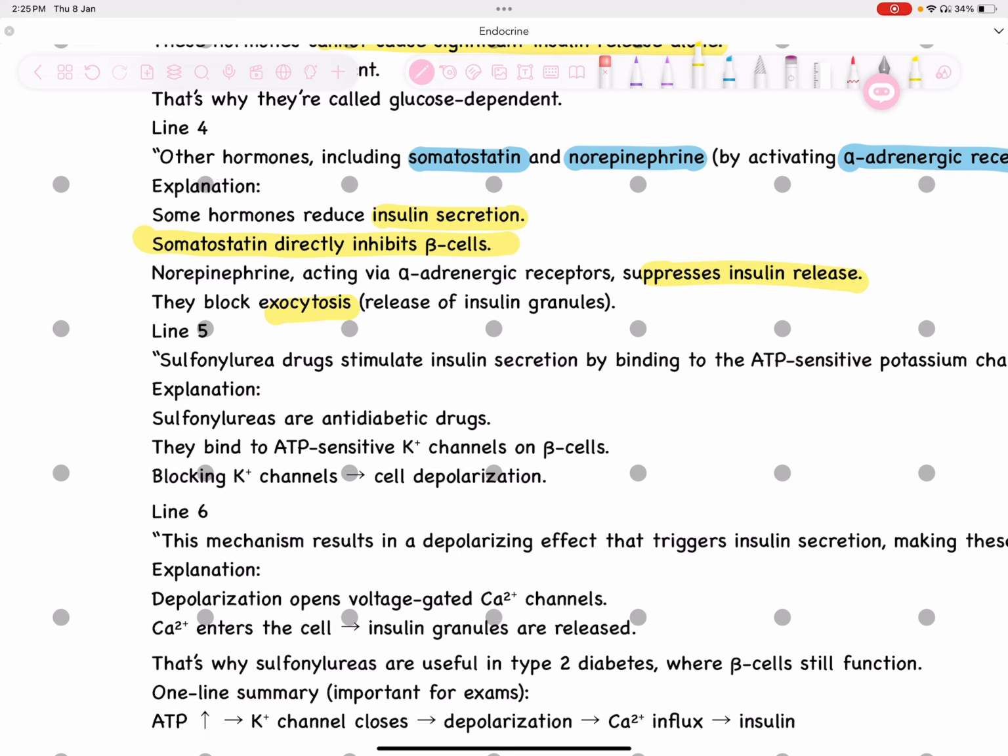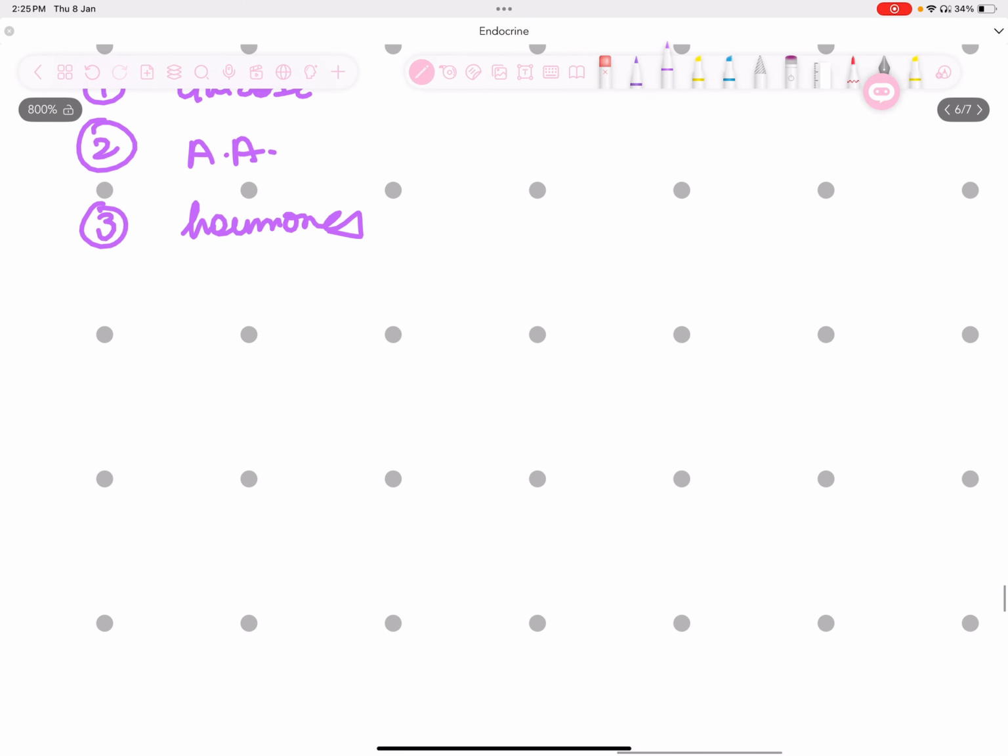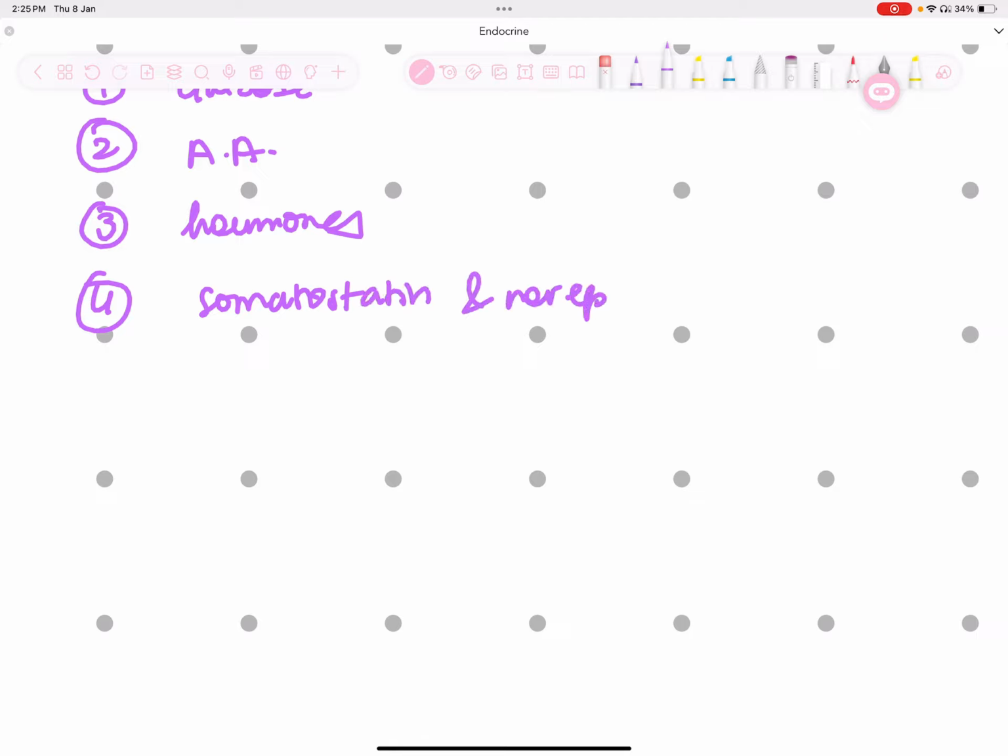And then, very important, I think I should also mention this thing here, but this should be in the inhibitory side of it. Somatostatin and norepinephrine, which works with the help of alpha adrenergic receptors. This basically inhibits the entire exocytosis.